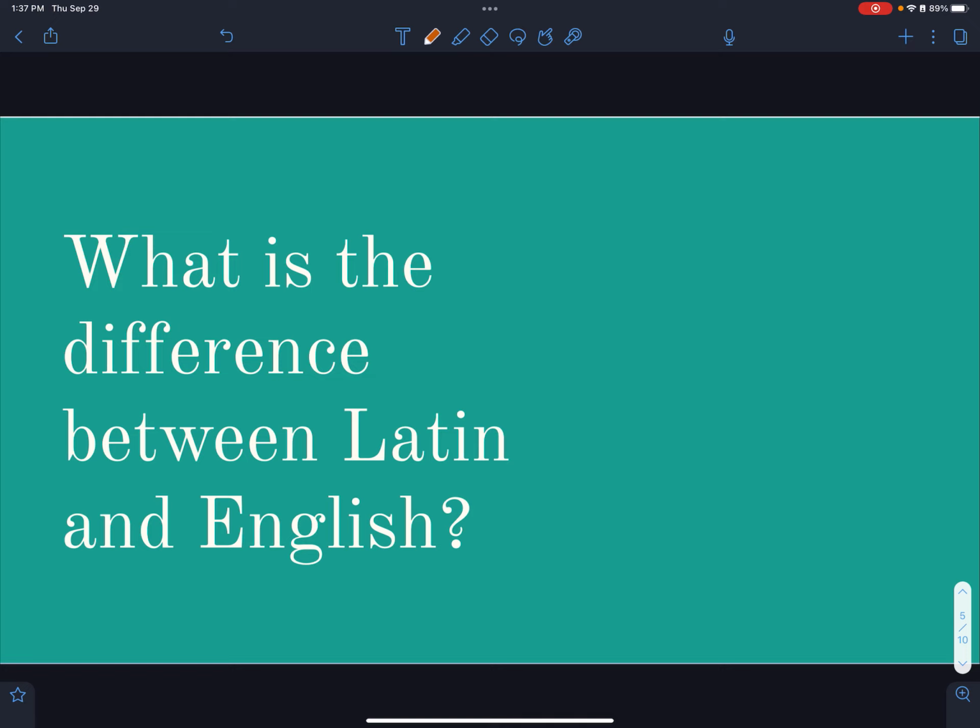Our answer: Latin uses endings to indicate noun function. Endings. Okay, endings are what make words do things in Latin, right? So subjects will have different endings and direct objects will have different endings. And that is how you tell what a word is doing in the sentence, not like English. Okay?